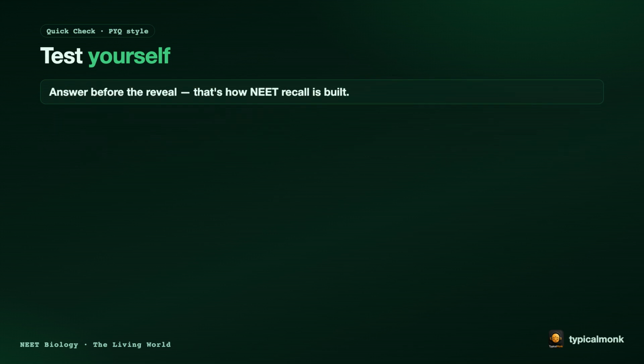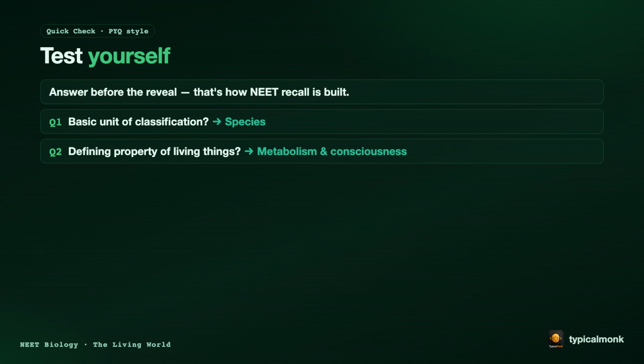Quick check in the style of past year questions. Answer in your head before each reveal. Answer before the reveal. That is how NEET recall is built. Question 1. The basic unit of classification: species. Question 2. The defining property of living things: metabolism and consciousness.